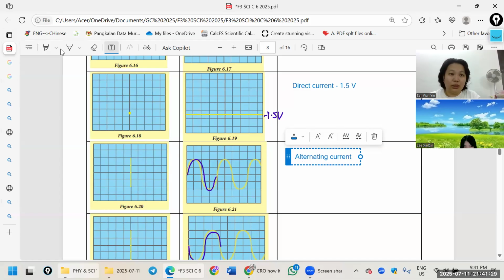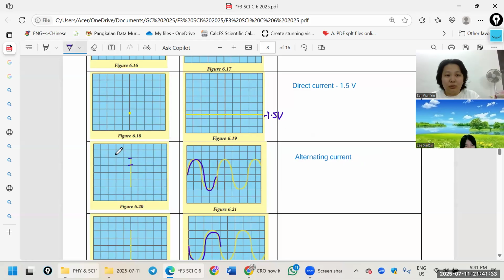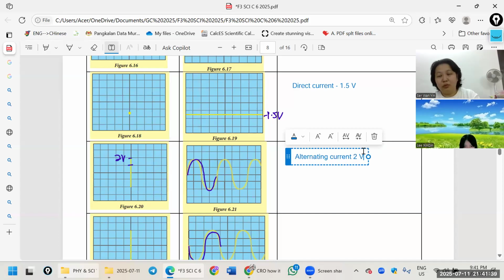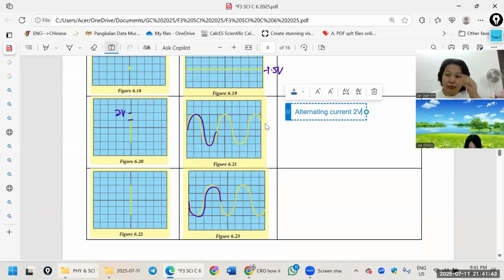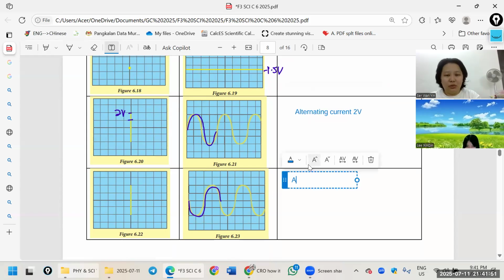You can see two boxes, one box, two boxes means 2 volts. Alternating current, 2 volts. Just that it started positive. 2 volts, we don't say positive or negative, because it always changes between positive and negative. And this one is also alternating current, 2 volts.